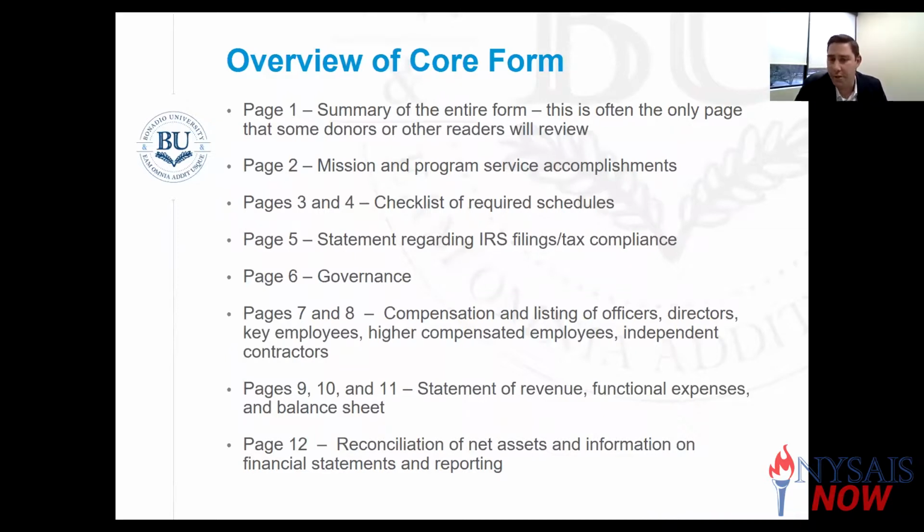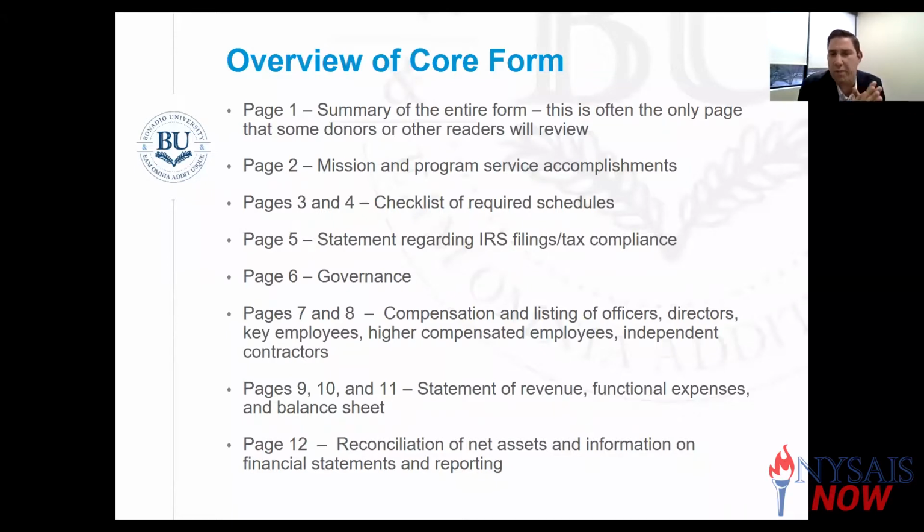It gives a summary of your year end. It gives a summary of who your auditor is. And it gives your summary of the key board members, the number of board members, and the number of volunteers that you have. So there's a lot of good information, but it's all stemmed from the back schedules that we'll talk about.